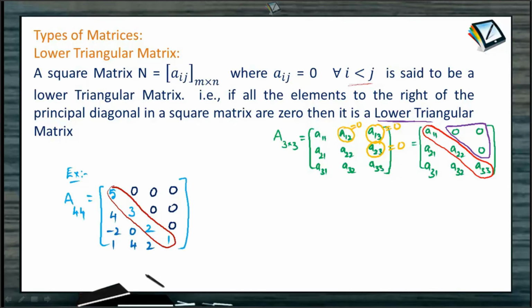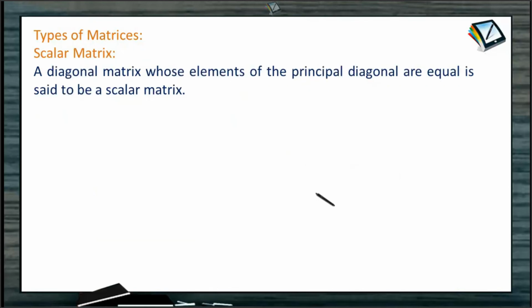Now can we call this a lower triangular matrix? Yes, all the elements to the right side of the principal diagonal are zeros. Then this is an example of a lower triangular matrix, right? Now another important type of matrix is a scalar matrix. What is a scalar matrix? A diagonal matrix whose elements of the principal diagonal are all equal.